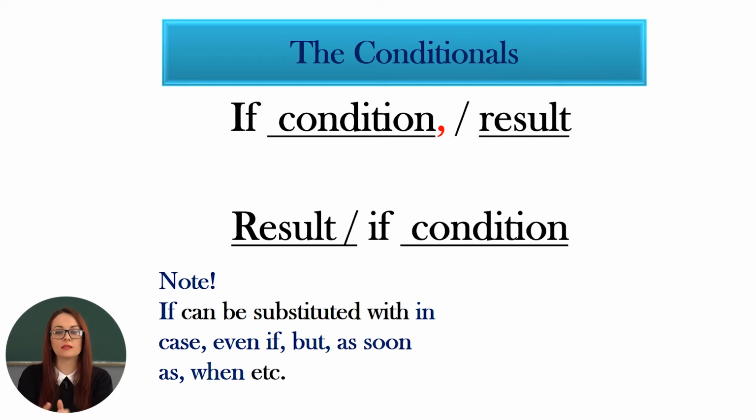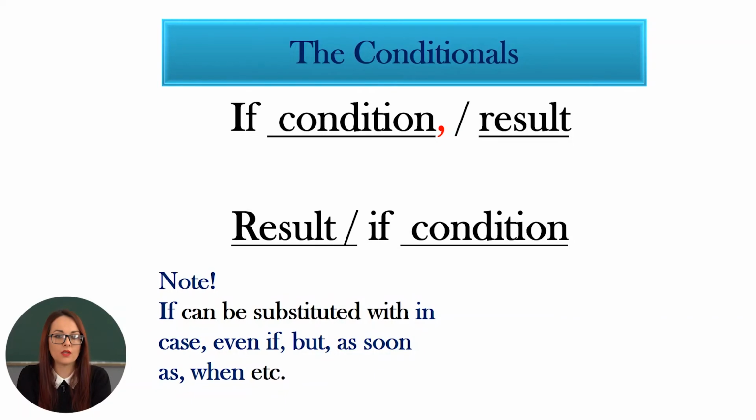Now we are going to practice the structure of conditional sentences. The conditional sentence is a sentence formed of two clauses. There is the conditional clause and its result is the second clause. If we start the sentence with the conditional clause, we use a comma to define its ending. Whilst when the conditional sentence begins with the result, we do not use a comma. In conditional sentences, if can be substituted with such words as in case, even if, but, as soon as, when, and others.